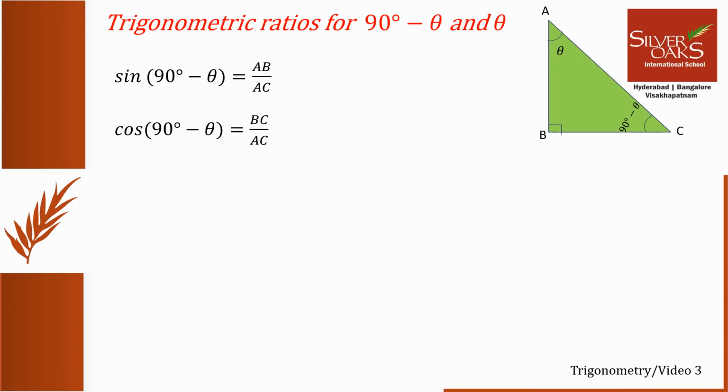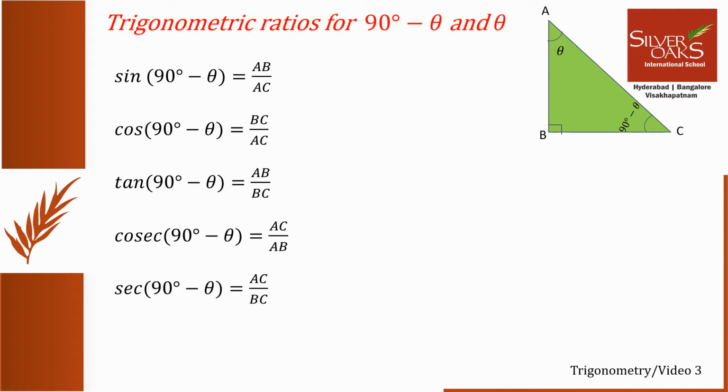Now, cos 90 degrees minus theta is adjacent side by hypotenuse. Here adjacent side is BC, AC is hypotenuse. Tan 90 degrees minus theta, which is opposite side by adjacent side, AB by BC. Cosecant 90 degrees minus theta is equal to AC by AB. Secant 90 degrees minus theta is equal to AC by BC. Cot 90 degrees minus theta is equal to BC by AB.